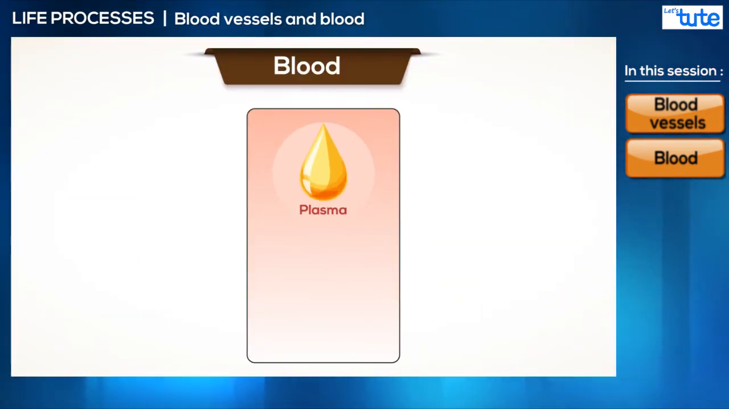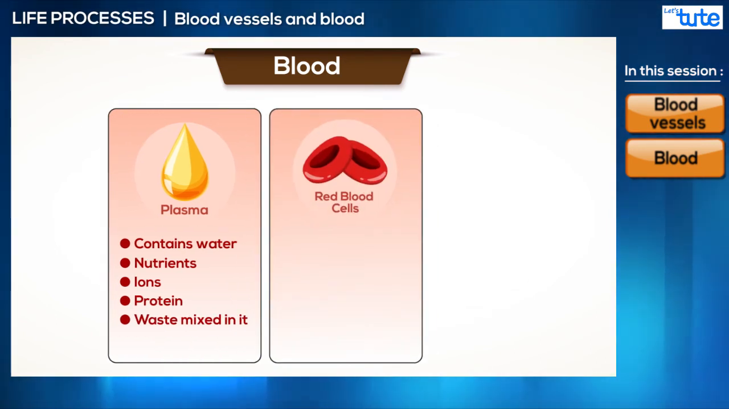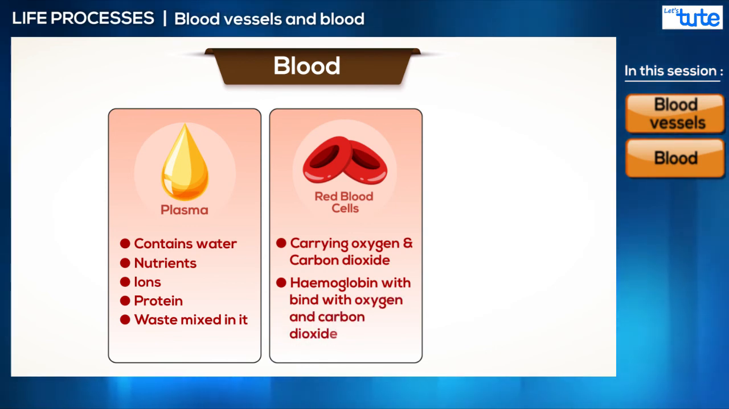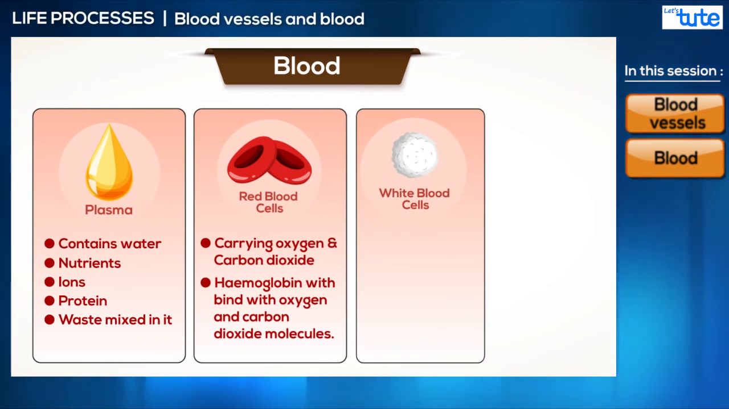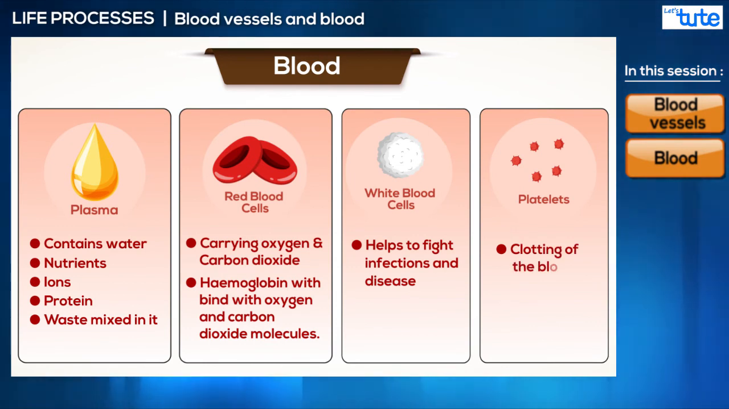Plasma is the main component of the blood and contains water, nutrients, ions, protein, and waste mixed in it. The RBCs are responsible for carrying oxygen and carbon dioxide. The RBCs contain a pigment called hemoglobin, which bind with oxygen and carbon dioxide molecules. The WBCs are part of the body's defense system and helps to fight infections and diseases. The platelets helps in the clotting of the blood.